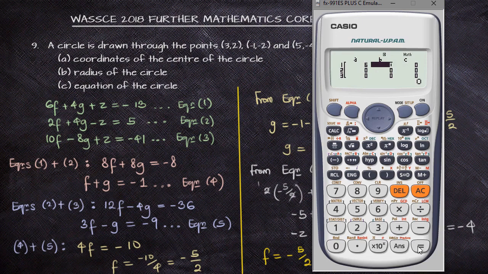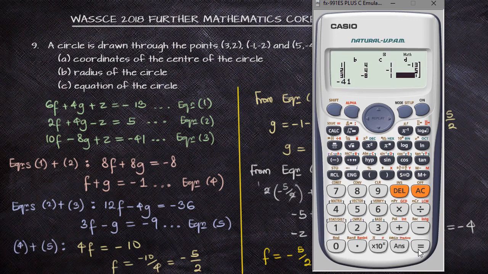So 6f, 4g, and z, 1z, then d is minus 13. Second equation, I have 2f, 4g, I have 4, then minus z, I have minus 1, and then is equal to 5. Then in the third equation, I have 10f, 10, I have minus 8g, minus 8, then z, that's just 1, then is equal to minus 41.